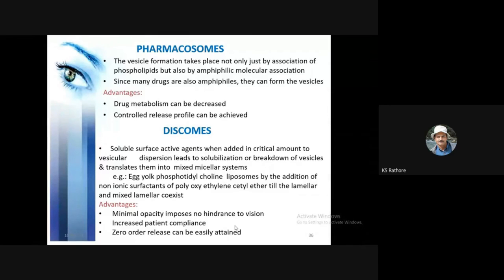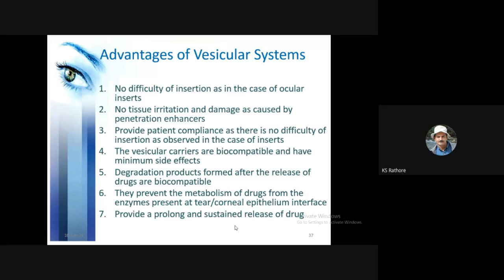Similarly, pharmacosomes and discomes also provide certain advantages. Drug metabolism can be decreased or a controlled release profile achieved. There is minimal opacity, so no hindrance to vision, and increased patient compliance. Zero order release can be achieved with discomes. Vesicular systems have many advantages: no difficulty in insertion as in the case of ocular inserts, and no tissue irritation and damage caused by penetration enhancers. They are biocompatible, so side effects are minimal, and they prevent metabolism of the drug by enzymes present in tear or corneal epithelium interface, and provide prolonged and sustained release of the drug.